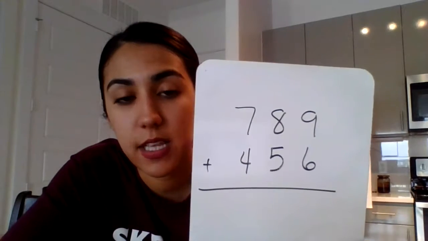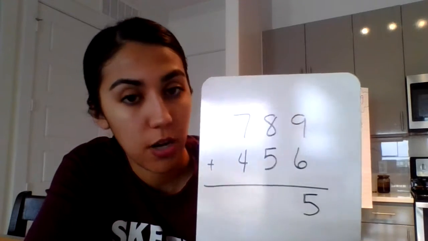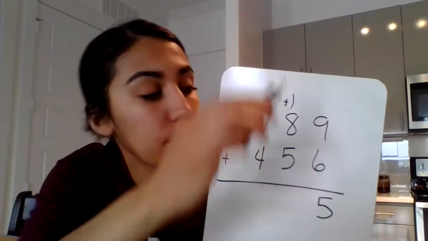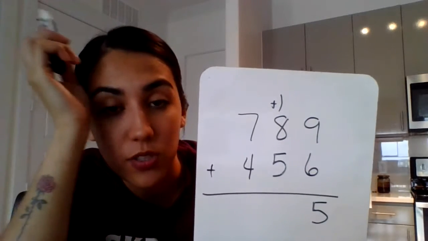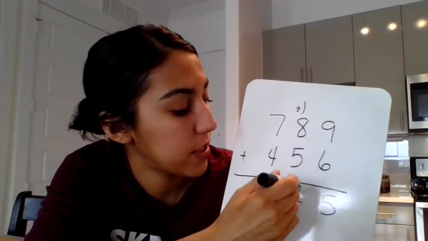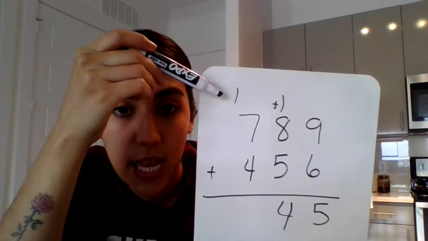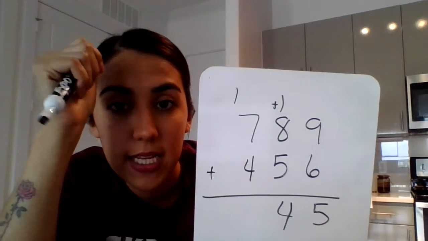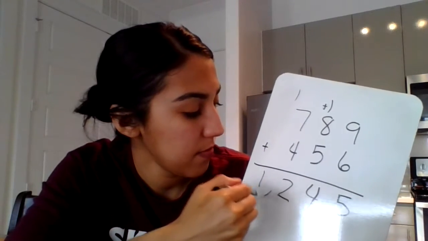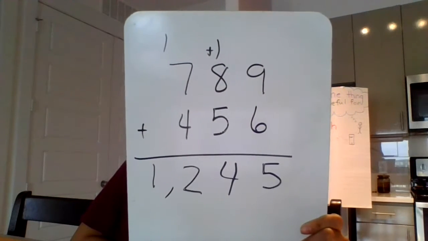9 plus 6 equals 15. Drop the 5. Carry the 1. 8 plus 1 equals 9. Plus 4 is 14. 7 plus 1 is 8. Plus 4, 8, 9, 10, 11, 12. Boys and girls, your final answer is 1,245.